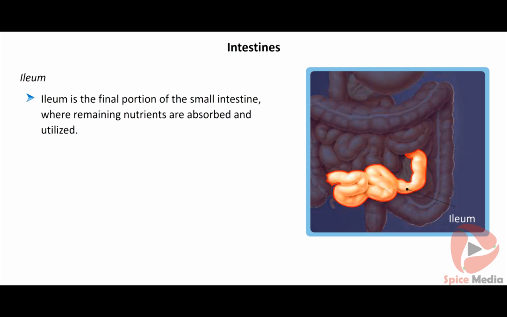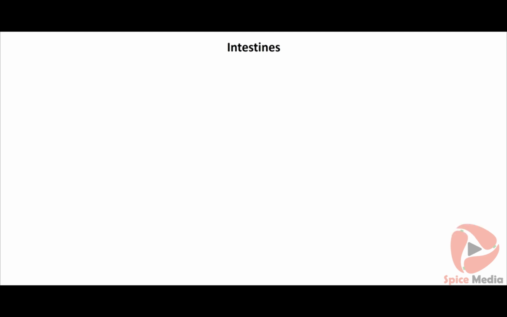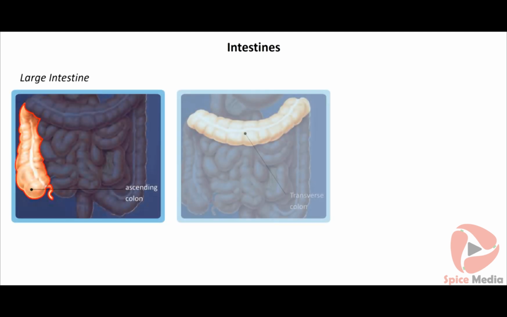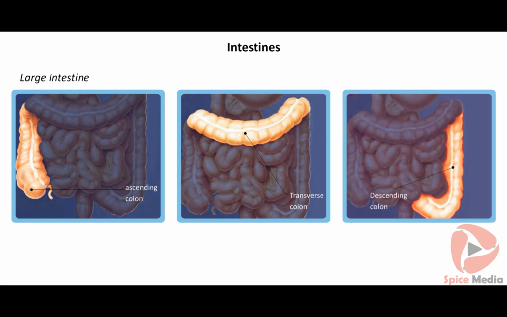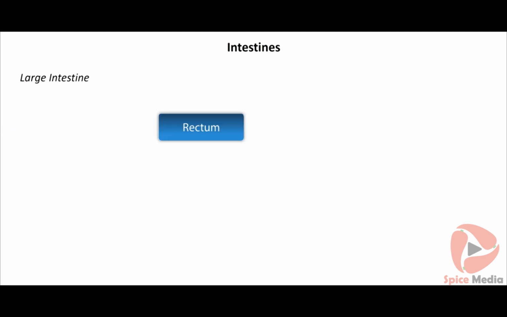This is the long coiled middle portion of the small intestine that stretches from the duodenum to the ileum. The ileum is the final portion of the small intestine where remaining nutrients are absorbed and utilized.